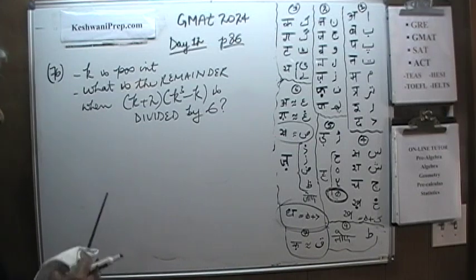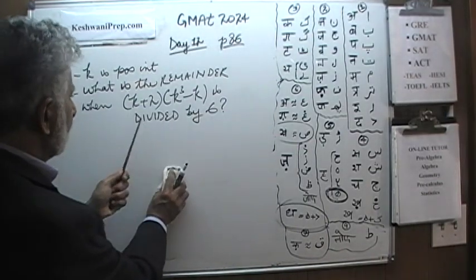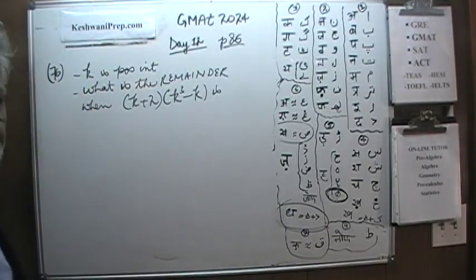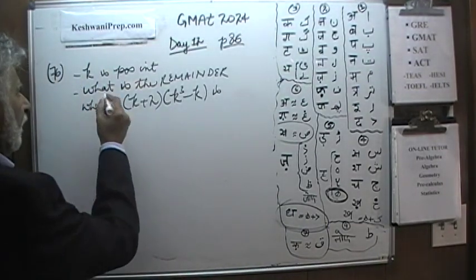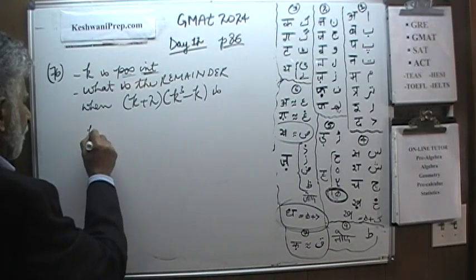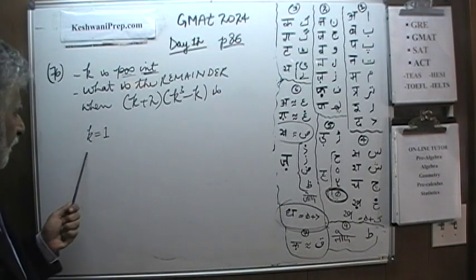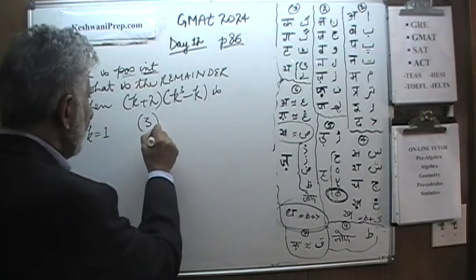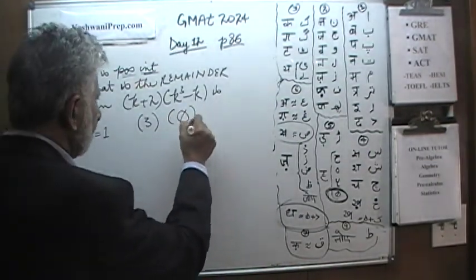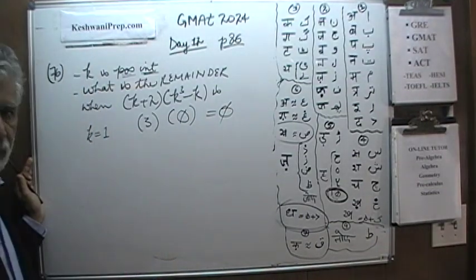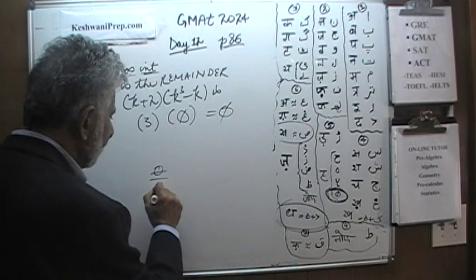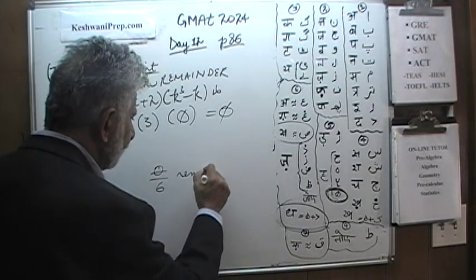In a quick and dirty way, if you want to find out the remainder when you divide this quantity by 6, just make up a number for k. It has to be positive. It has to be an integer. So let's start with k equal to 1 and just see what happens. If k is equal to 1, that is 3. And k cubed is 1, minus 1, that's 0. This whole thing is 0. And what do you suppose is the remainder when you divide 0 by 6? The remainder is 0.